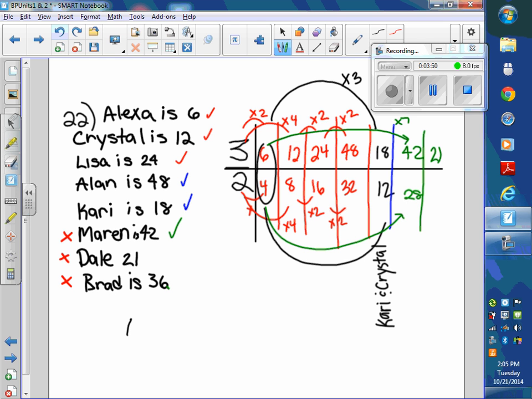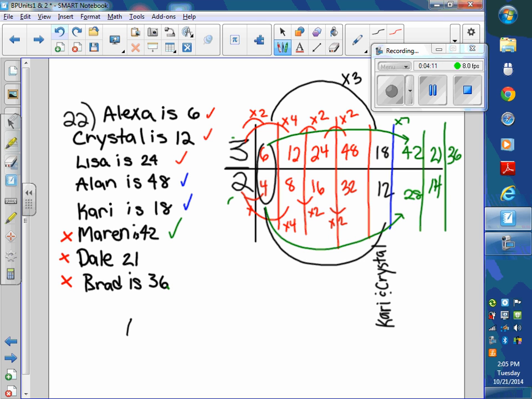How can I get 21? What do you do, Neve? 3 times 7. 3 times 7. So go all the way back to the beginning and times by 7, and take 2 times 7, you get 14. Is there a 14-year-old? No. Nope. How about 36? How do I get 36?